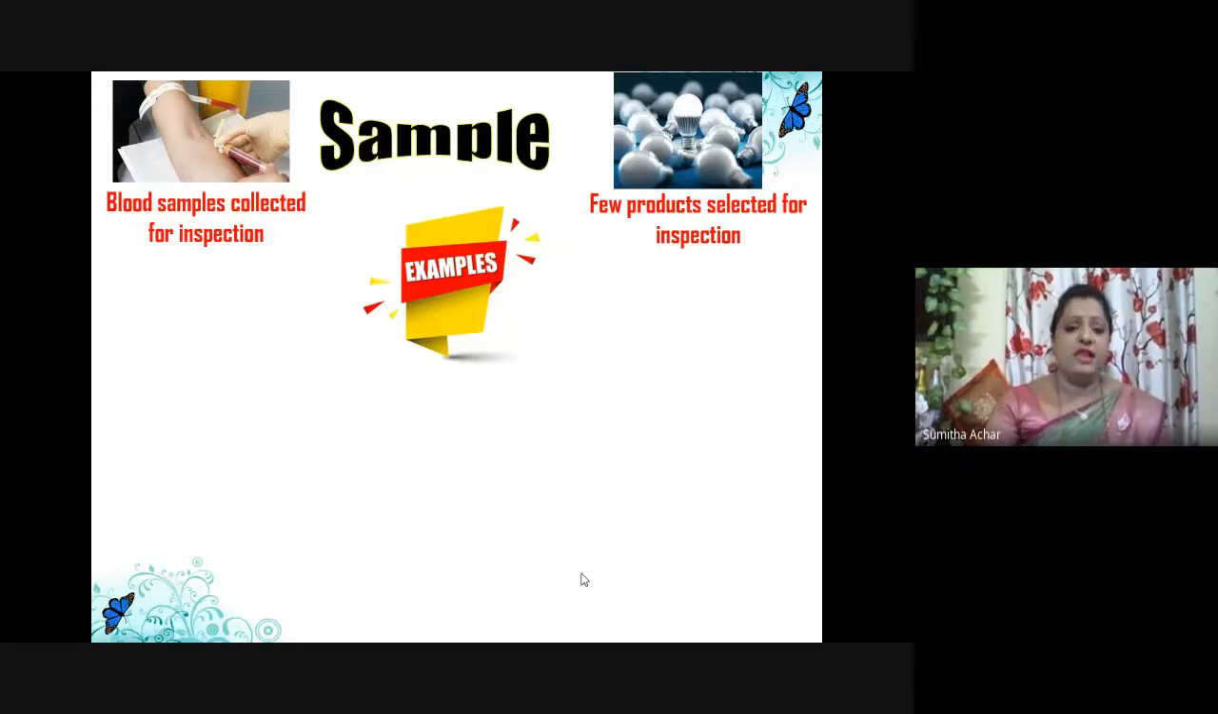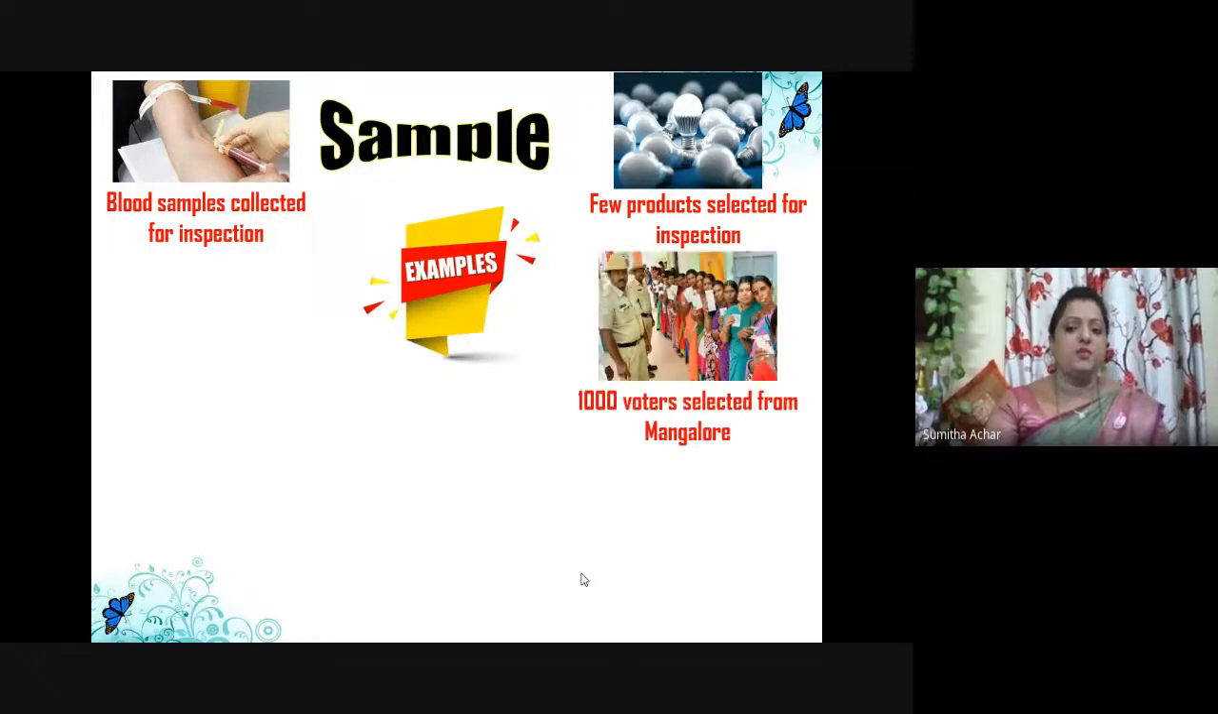Now, if somebody comes as a quality inspector to my company, and my company manufactures light bulbs, nobody has the time to look into all the items produced on a particular day. So even the quality inspector will pick up a few samples and test the quality of the product. Similarly, 1,000 voters selected from Mangalore. There may be billions and trillions, right? But still we are taking only a few of them. So that is the sample.